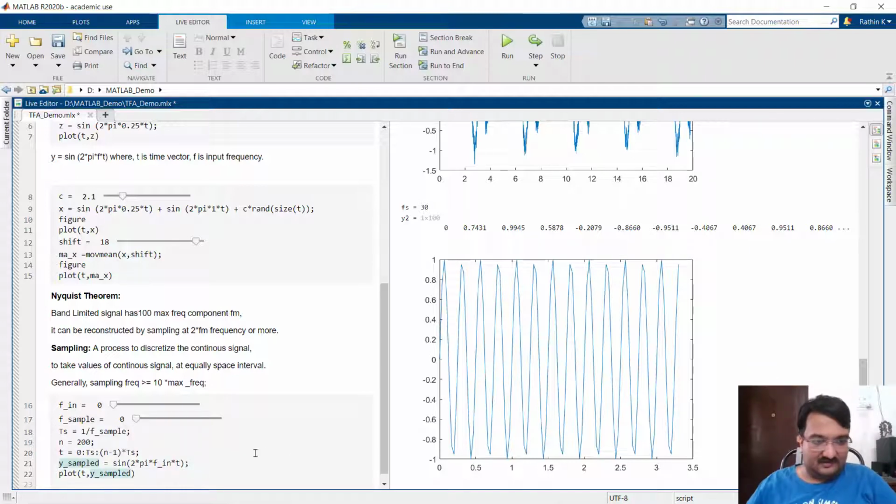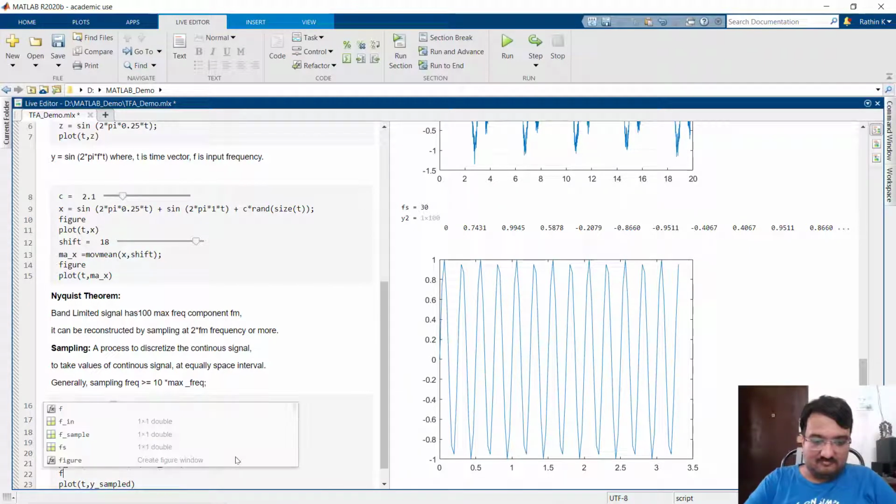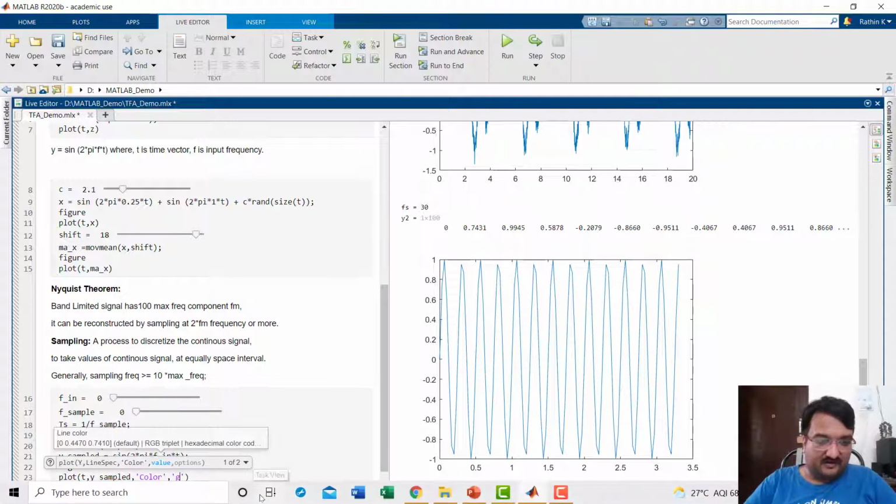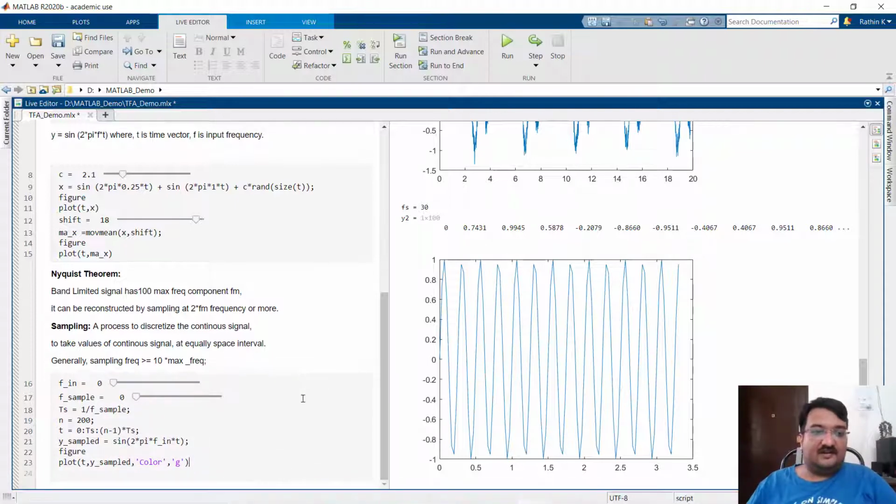Yeah, I think that's fine. Also we will plot it in another figure. So I just added a figure here, and let's draw it in some other color. Let's draw it in green color. Okay, so you'll get an idea.